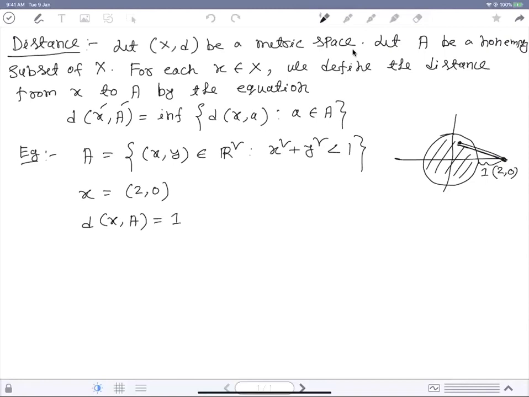Note that the point satisfying this equality is (1, 0). So the distance between (2, 0) and (1, 0) is actually 1, but that (1, 0) is not in the set A, right? That is the reason we have taken the infimum, because the smallest value may not exist, but in this case we always take the infimum. Fine.